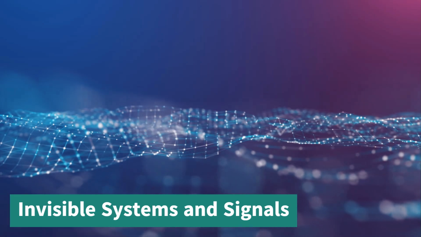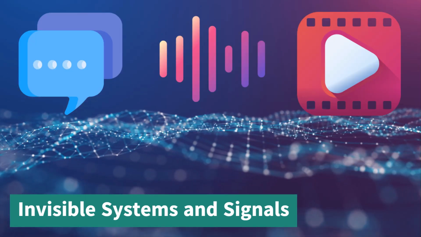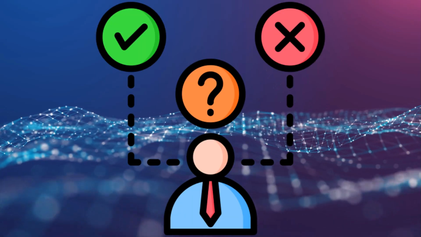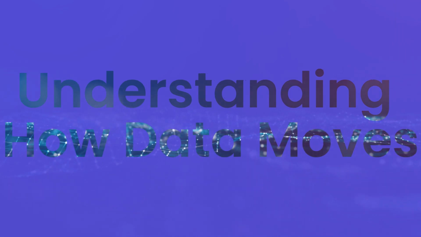The invisible systems and signals that allow us to send text, audio, and video from one corner of the globe to another, instantly. Whether it's a business decision or a WhatsApp message, it all starts with understanding how data moves. Let's start with a simple question: what is data? Data is just a fancy word for information.